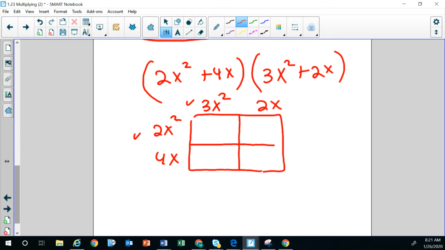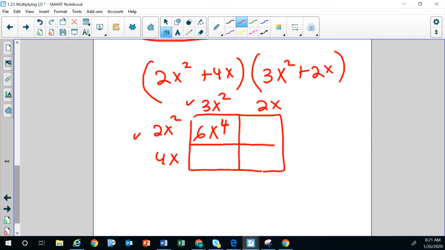Okay. So remember, when we multiply variables, we multiply the coefficients and add the exponents. So here we go. So 2 times 3 is going to give me 6x squared times x squared. I'm going to add the exponents. So that gives me x to the 4th. Okay, make sure that's 4.